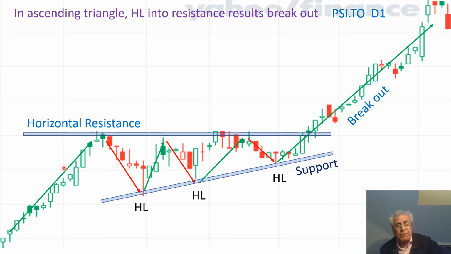So in an ascending triangle, swing higher low into resistance, higher low of support into resistance, higher low into resistance, results in a breakout. But in a descending triangle, lower high into support results in a breakdown, as in the graph that we saw before. So you have to remember these two. It's very essential. Higher low into resistance results in a breakout, and lower high into support results in a breakdown.